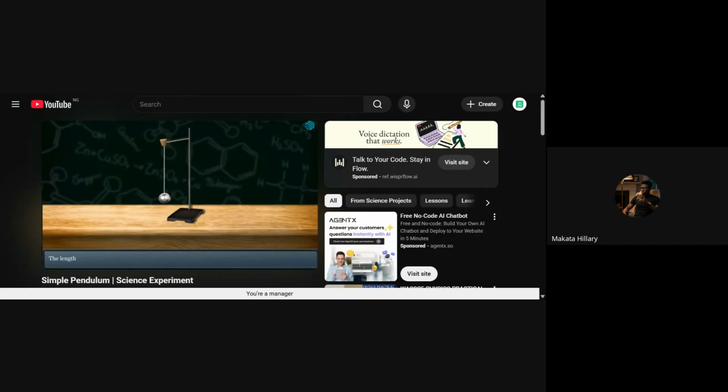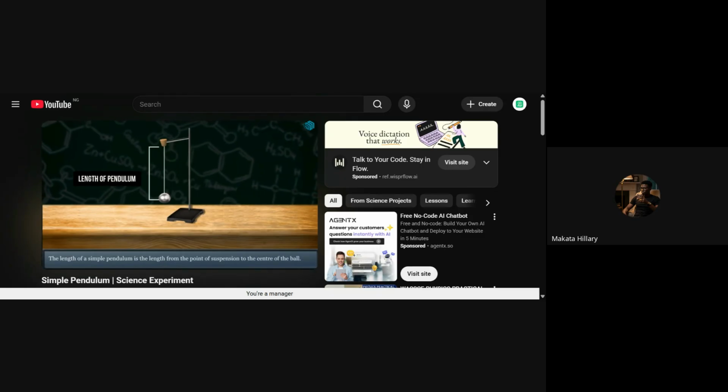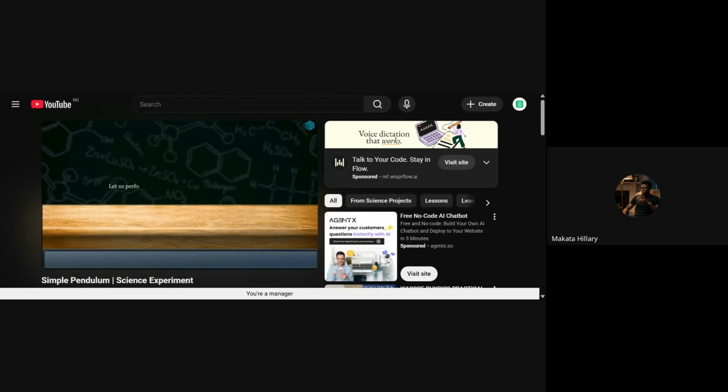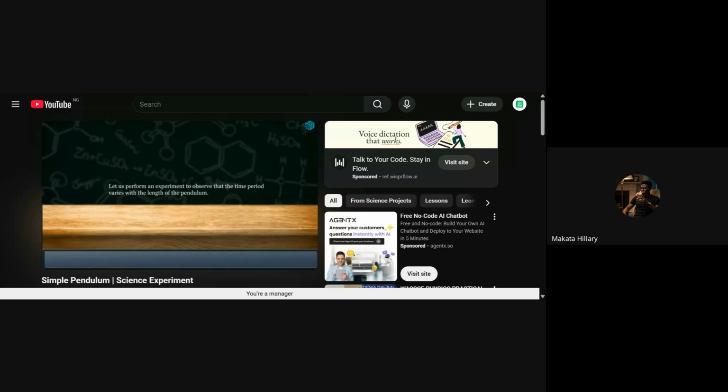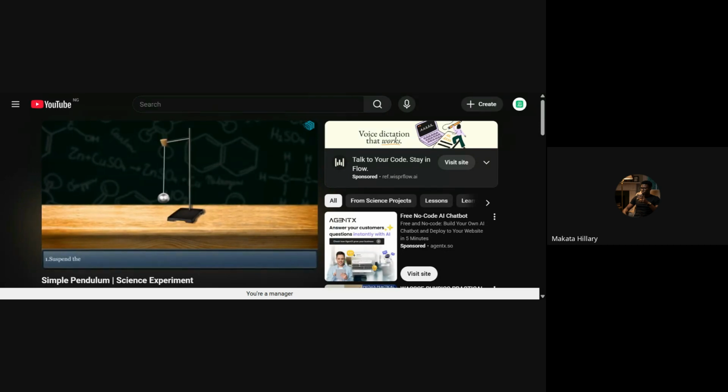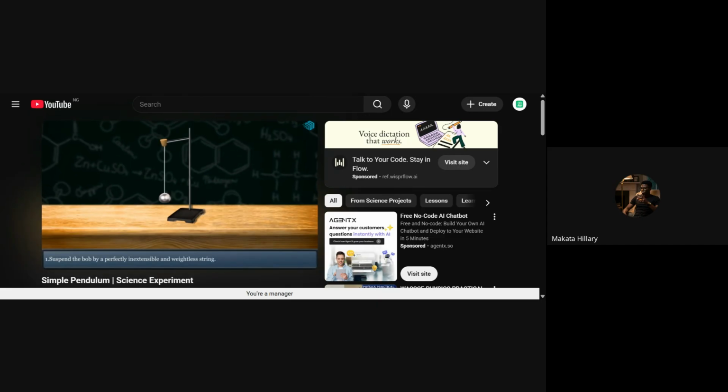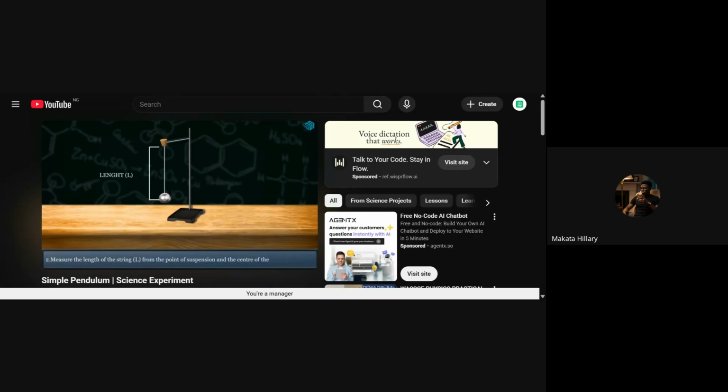The length of a simple pendulum is the length from the point of suspension to the center of the ball. Let us perform an experiment to observe that the time period varies with the length of the pendulum. Number 1. Suspend the bob by a perfectly inextensible and weightless string. Number 2. Measure the length of the string from point of suspension to the center of the bob.